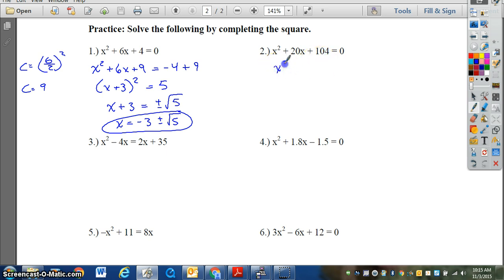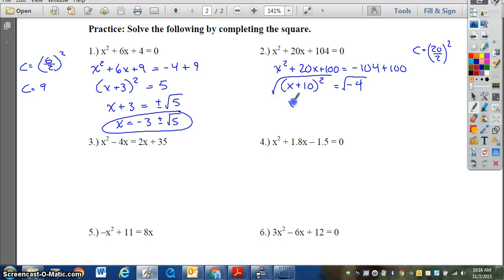And number 2. First thing again is move the C over, so it'll be equal to negative 104. You'll take half of 20 and then square that. So 20, half of that is 10, 10 squared is 100. So I'm going to add that 100 to both sides. So it'll be x plus 10 squared equals negative 4.